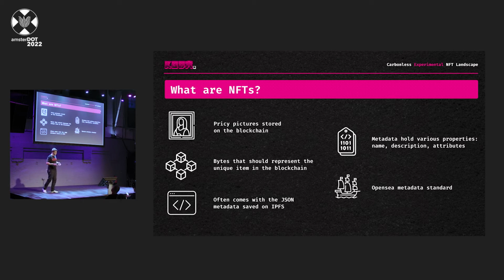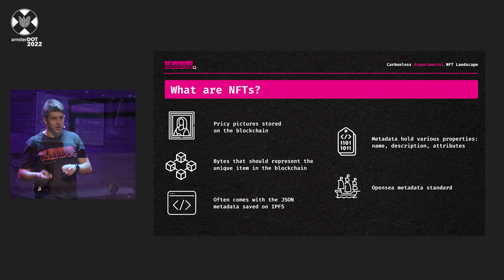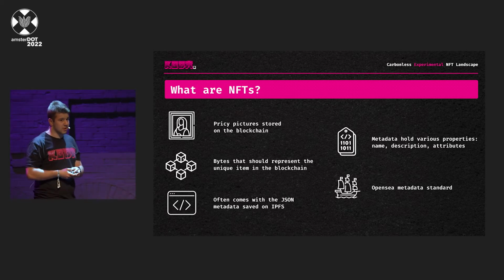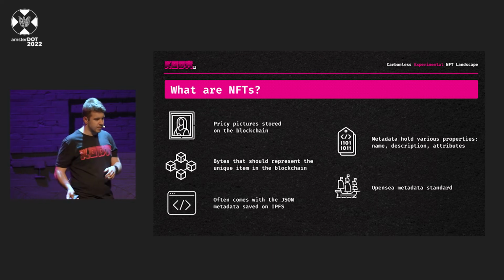And this metadata holds various properties, such as name, description, or if it's a game item, attributes, like the color of the background, or whether the PFP has a mustache or glasses. You see this metadata on any NFT marketplace, such as KodaDot. But for marketplaces to be compatible, we use a standard, and the current metadata standard is the OpenSea one. There are also more upcoming standards, but we'll see.